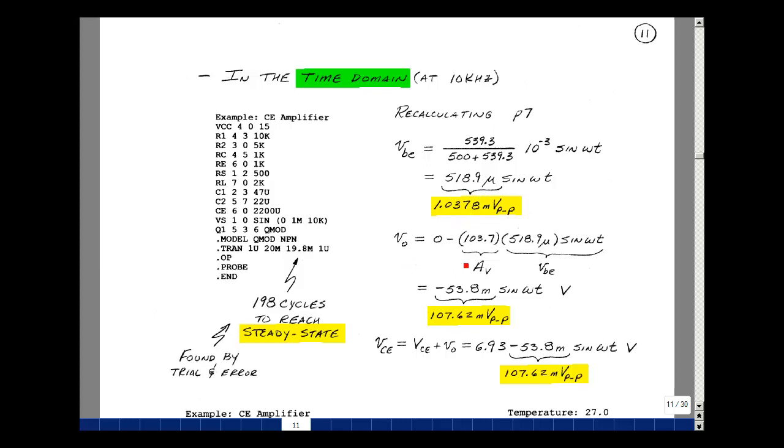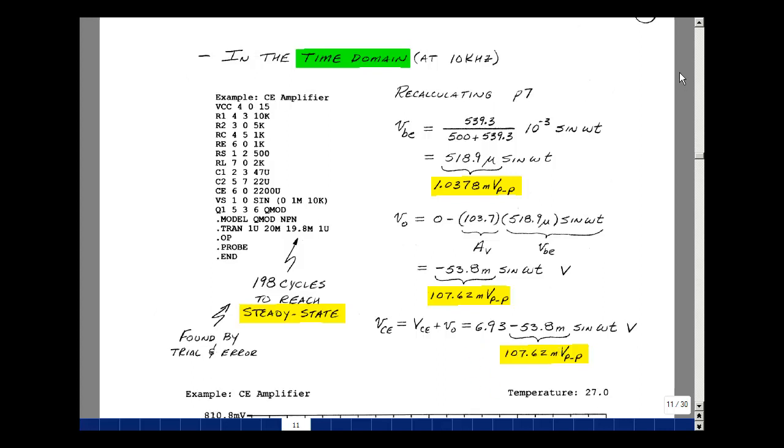The output voltage was the voltage gain, which is now minus 103.7, times this base emitter voltage. And that gives me now minus 53.8 milli times the sine of omega t, or peak to peak of 107.62. And then we also found the collector emitter voltage with a DC value and an AC. The DC biasing in this simulation was 6.93, so it's a little bit different than what we hand calculated. And then here's our peak to peak of the sine at the output.